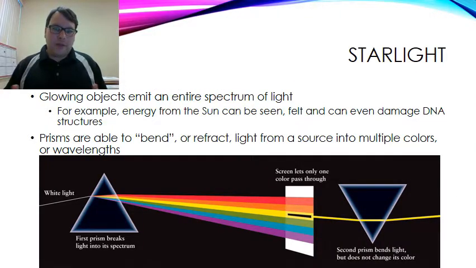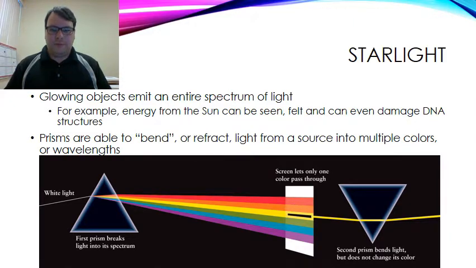So if we look at light from stars, or any glowing objects, honestly, light from a glowing object will emit an entire spectrum. And what this means for us is that we get to see basically all the colors. Now, the EM spectrum, the electromagnetic spectrum, which we haven't dived into just yet, is more than just colors. But for now, think of the entire spectrum as a range of colors.